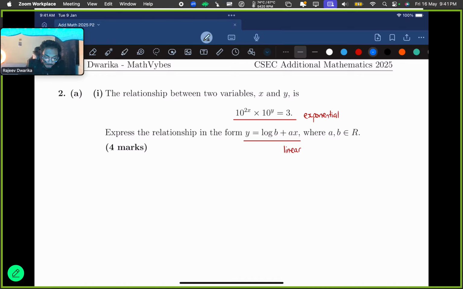Let me go. So I'm going to apply log base 10 on both sides, which is just understood to be log. So I have 10 to the power 2x by 10 to the power y is equal to 3. So I'm going to apply log, so that's going to be log of 10 to the power 2x by 10 to the power y. You see, I'm already solving it in my head.